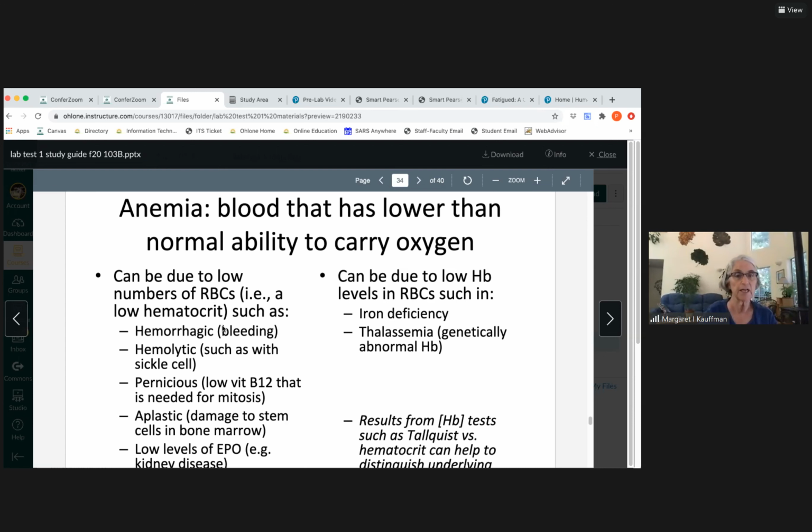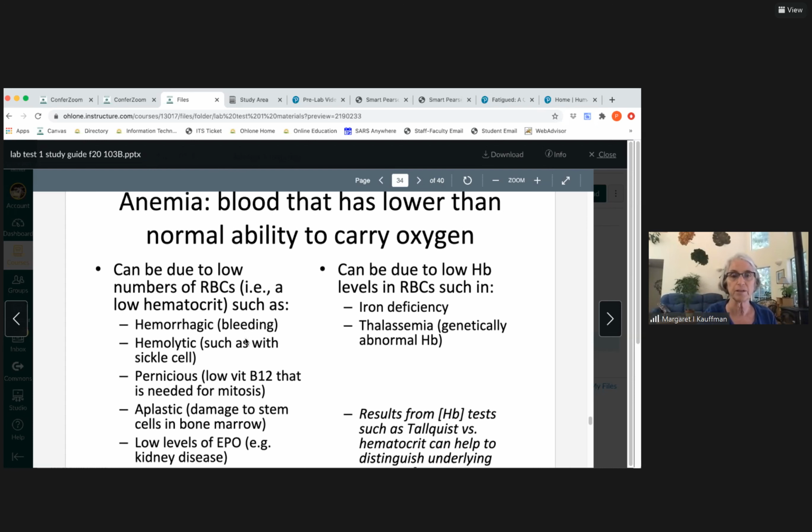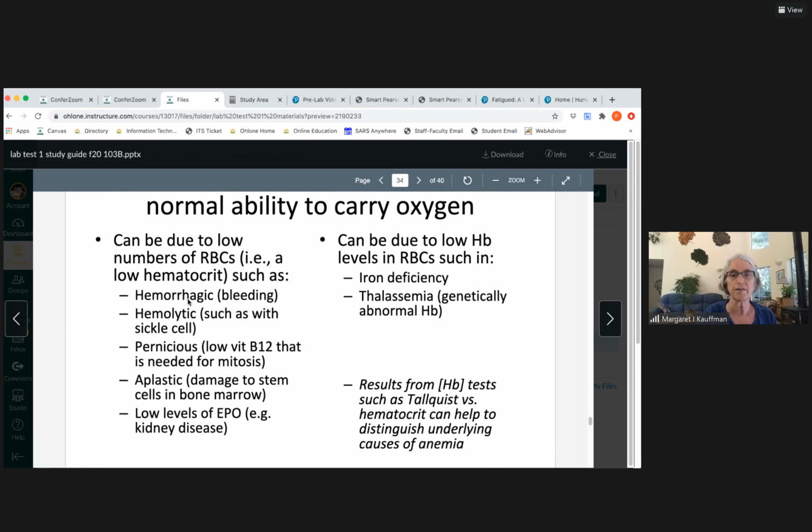Now, why they might have that is they could, like this man in the clinical case study you could read about in Mastering, be chronically bleeding or even acutely bleeding, which could give them a low red blood cell count. And that would be considered hemorrhagic. That just means bleeding.